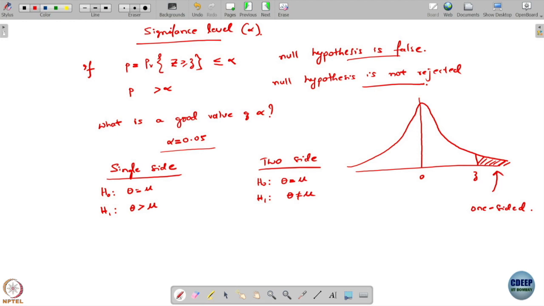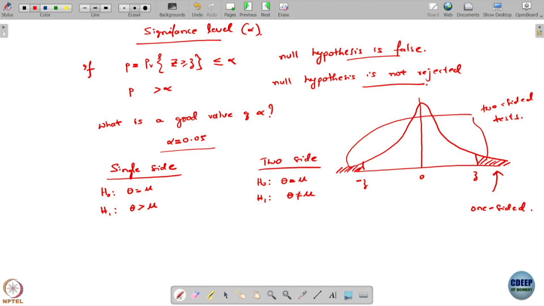But if it is a two-sided test, you need to consider this probability as well. So both of these together will give you the p-value for the two-sided test. And the good thing about these p-values is you can readily compute them by looking into the tables for your standard normal distribution, right?